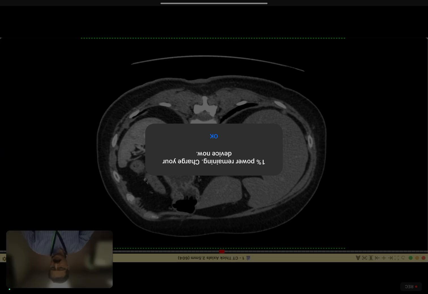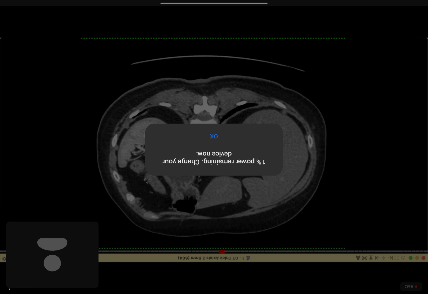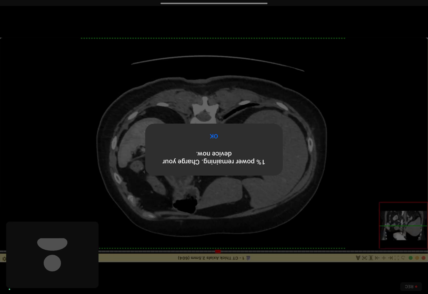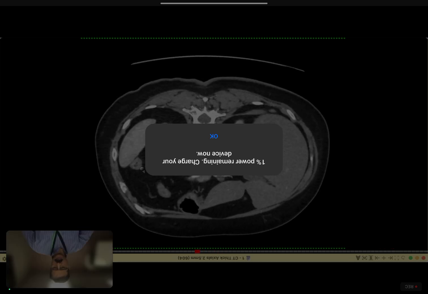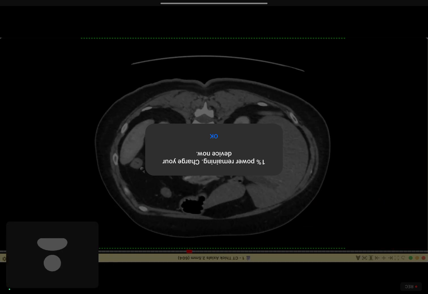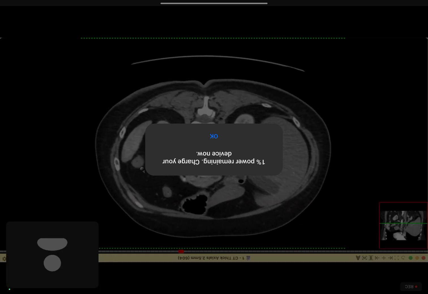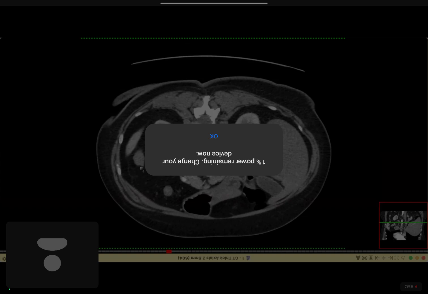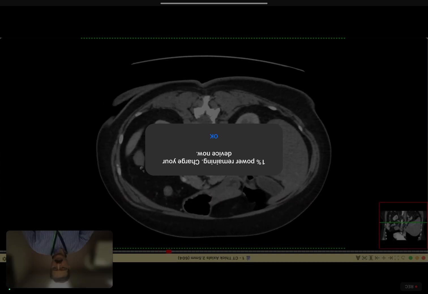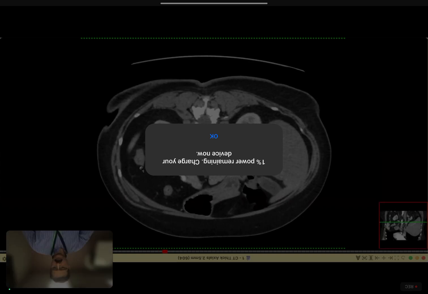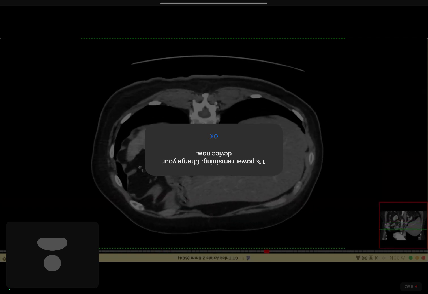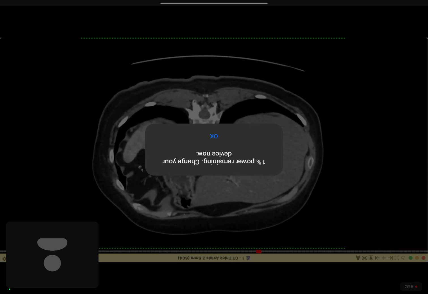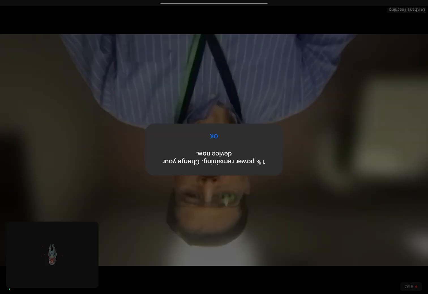Can this be a malignant lesion? Yes, it can be a malignant lesion. What are the chances of malignancy? Insulinoma is less likely to be malignant, but gastrinoma is more malignant. So what are the chances of an insulinoma being malignant? In insulinoma, I think it's only 10 to 20 percent. Okay, thank you.